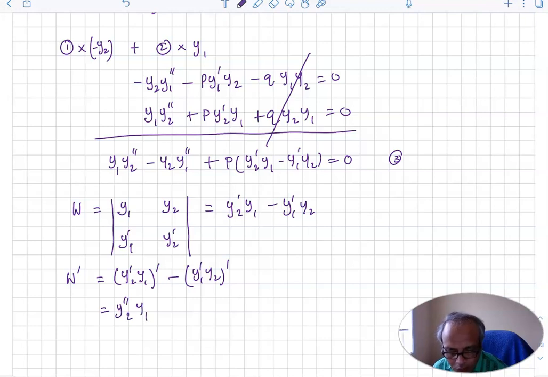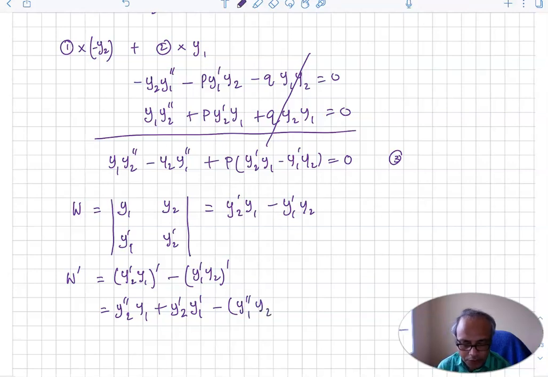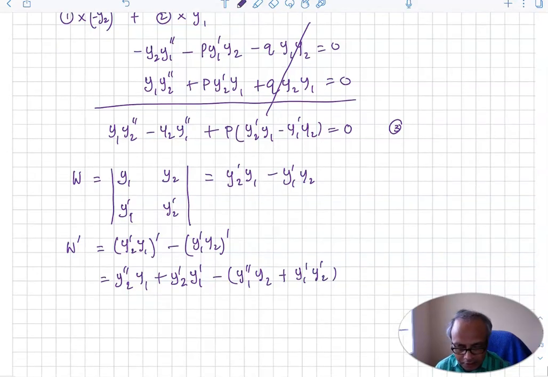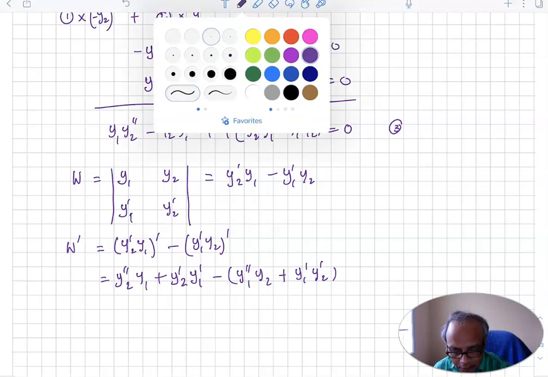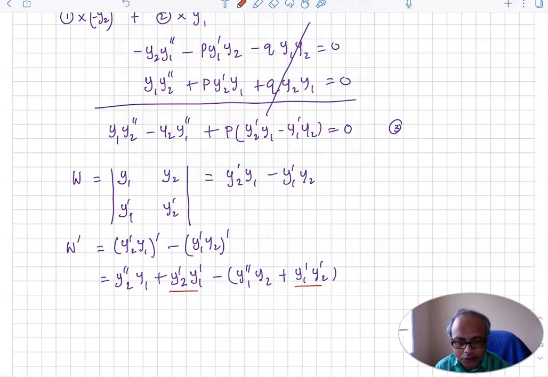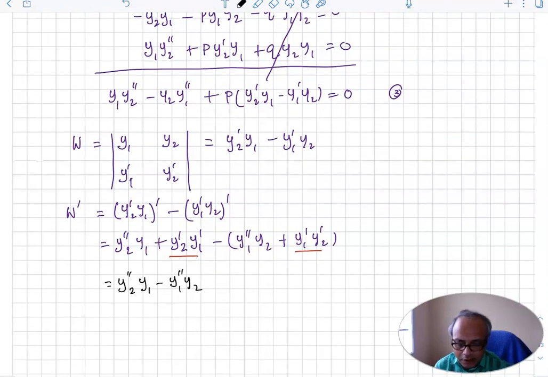y2 double prime y1 plus y2 prime y1 prime: first function, second function. Minus, again this is a product rule, but because of the minus sign you start with an opening bracket: y1 double prime y2 plus y1 prime, the first function, and y2 prime, the second function differentiated. You can see that this term here and this term there get cancelled out. That leaves y2 double prime y1 minus y1 double prime y2, and you see that what I have for W prime is the first term in equation 3.